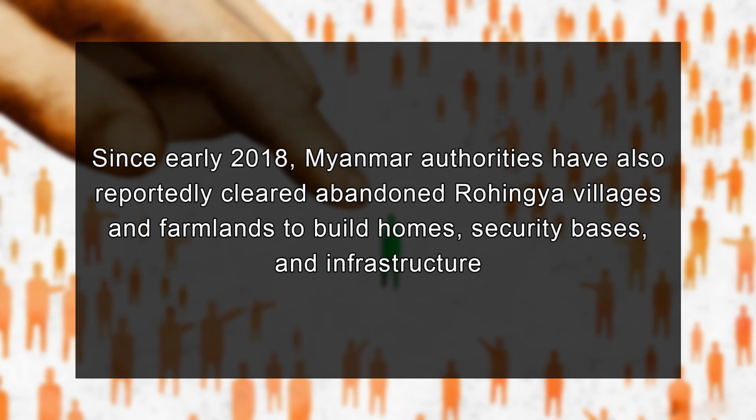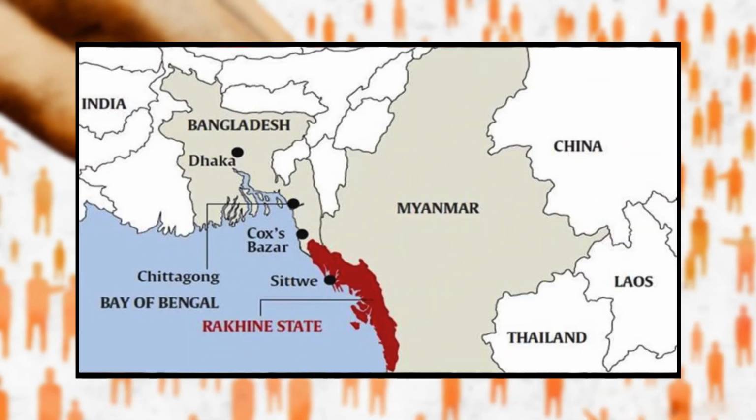Since early 2018, Myanmar authorities have also reportedly cleared abandoned Rohingya villages and farmlands to build homes, security bases, and infrastructure. The government says this development is in preparation for repatriation of refugees, but rights activists have expressed concern these moves could be intended to accommodate populations besides Rohingyas in Rakhine. Still, resentment of the minority group has run deep for generations.